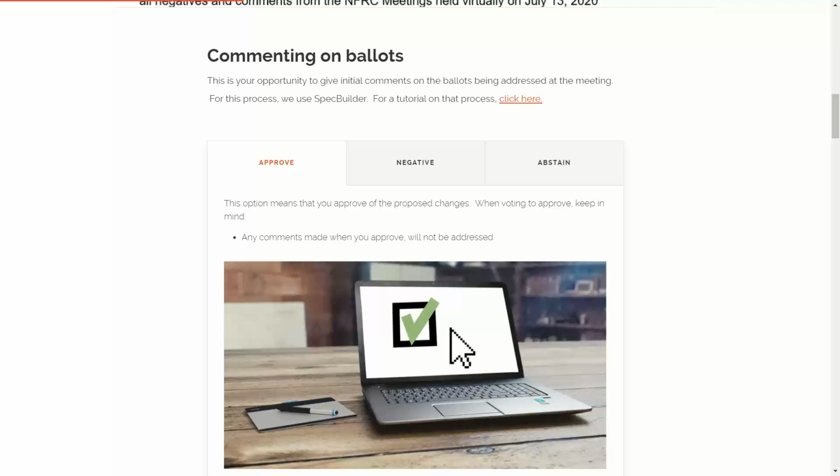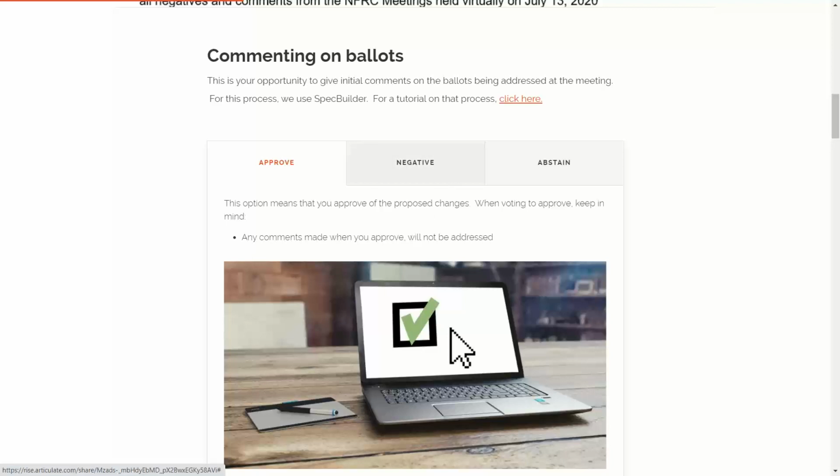Now, after you review the ballot, you have 3 different responses to provide. If you do not have any comments and the ballot language is accurate, your response would be approve. If you do select approve for the ballot, but still place comments, just to let you know, those comments do not need to be addressed.